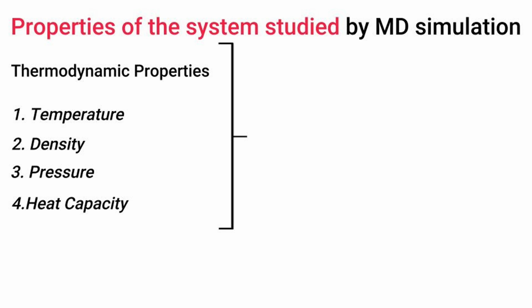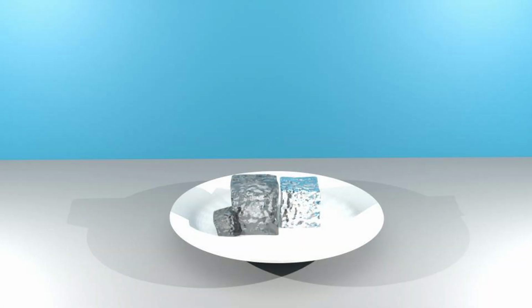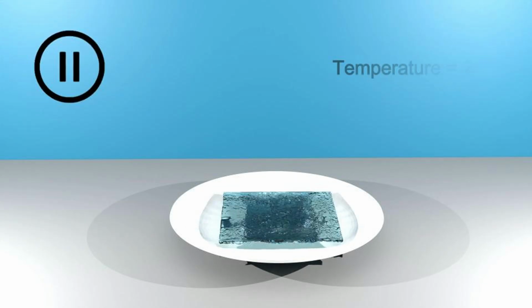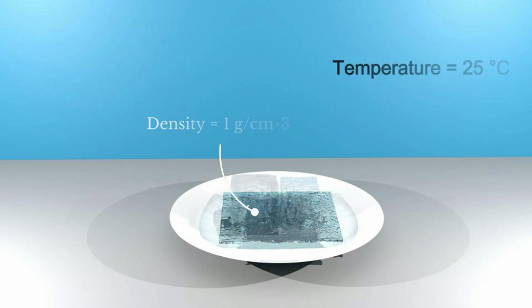It is crucial to note that these properties can only be accurately measured once the system has reached equilibrium. If we take the measurements before this, the values will differ significantly from what we would observe in a real experiment. For instance, imagine you are simulating the melting of ice into water. Let's say the system reaches equilibrium at 25 degrees Celsius. At equilibrium, if you measure the density of water, it would be 1 gram per cubic centimeter.